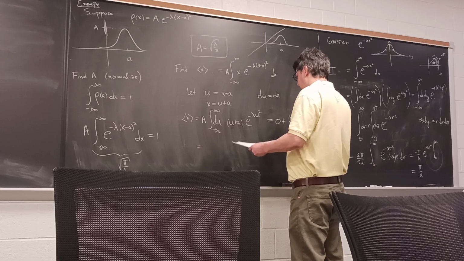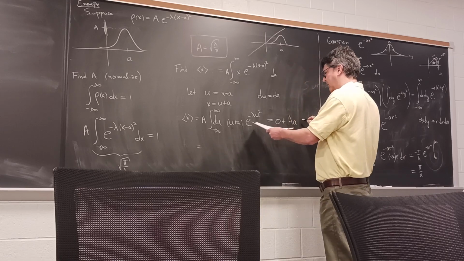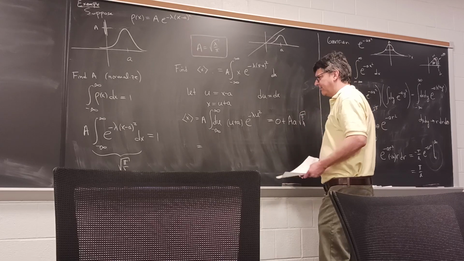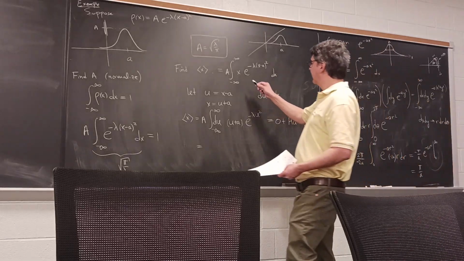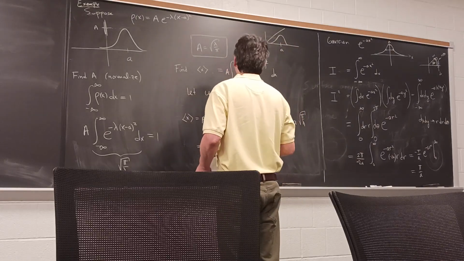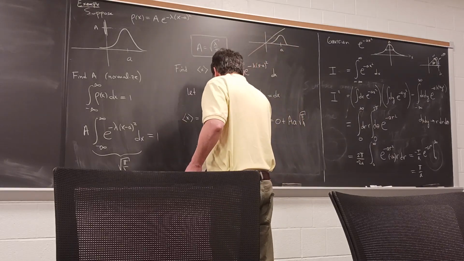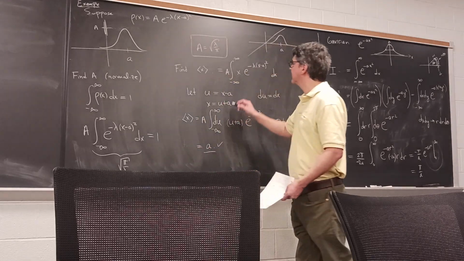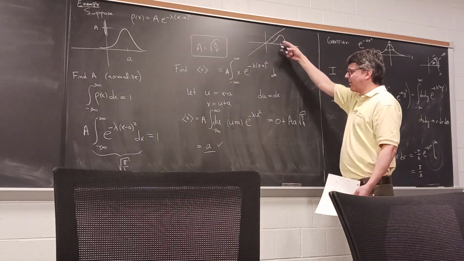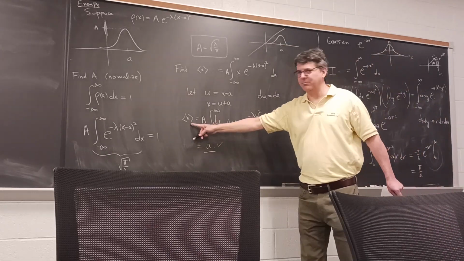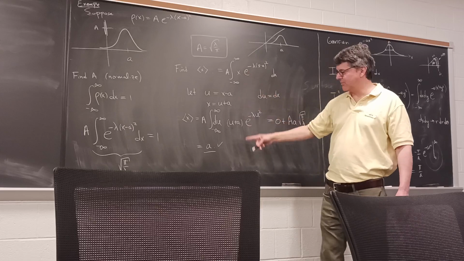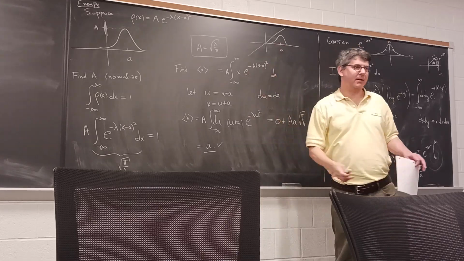Times capital A times the integral then, which is the square root of pi over lambda. So A is the square root of lambda over pi, so this is just a. Okay, which makes perfect sense because if that's where your probability distribution is, we just asked for the first moment, which is the expectation value of x, and so it just gives you what you expect.